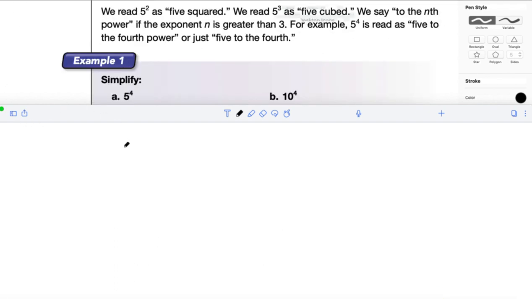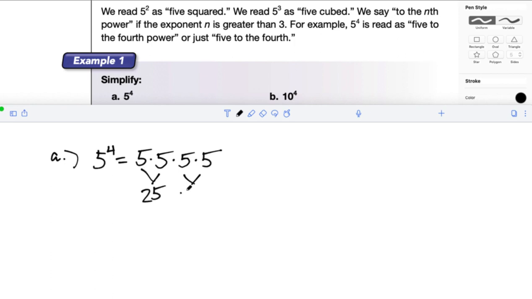Here in example 1, we are asked to simplify each of these. And so in this case, we're actually supposed to do the math. So in example 1, part A, we're going to take 5 to the 4th power, and you know what that means. We're multiplying 5 by itself 4 times. And the easiest way for me to do that is to multiply 5 times 5 and get 25. And I happen to know that 25 times itself is 625. It's one of the ones that I've memorized.